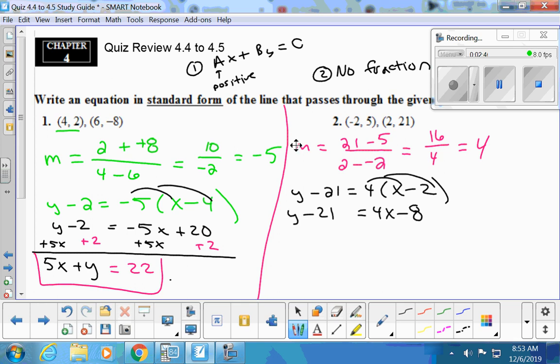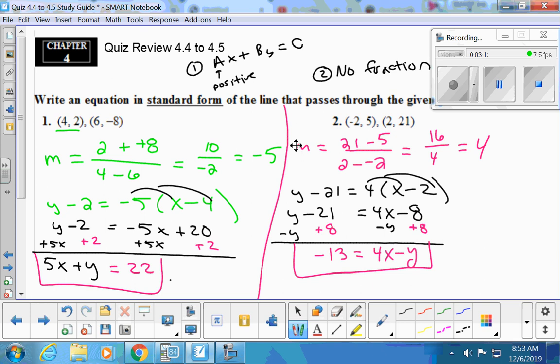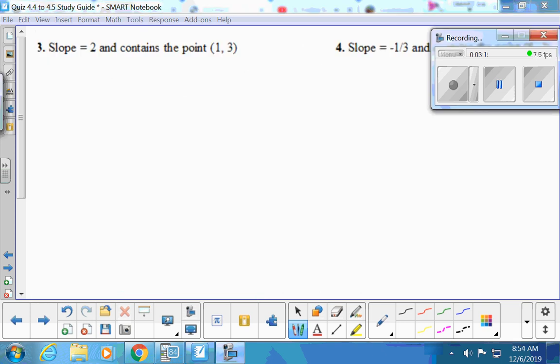You want your A value to be positive, so I leave the 4x where it's at and move the y over to join the 4x. And in that same step, I'm going to move this 8 from the right to the left. So what's negative 21 with 8? That's going to be negative 13. Oh, yeah. So I think that's it. Let's unpause and check it. I don't think this one's going to be bad at all.